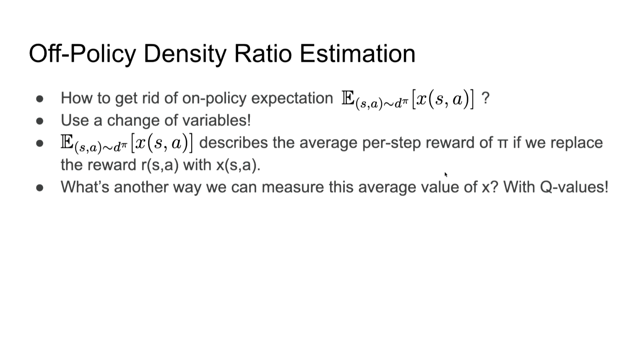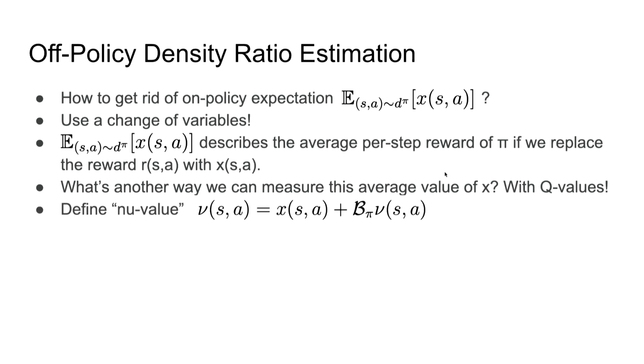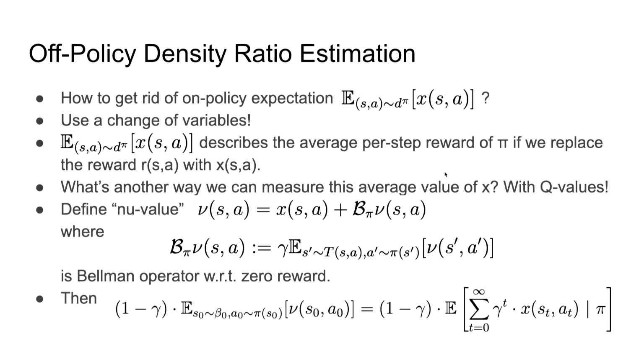And there's another way to measure the value of a policy, or the average value of rewards, and that's with Q values. So we'll define this new value, which is sort of the Q value, but with x for rewards. Then the answer to what is the average reward of my policy is the same as the average of my Q values if I measure them at the initial state and actions of each episode. Because the Q values at the initial state and action tell me my expected future episodic reward. So the average Q values from the initial states give me my average expected episodic reward. To turn that from episodic to per-step, I just need to average by the gamma discounting, which is the same as multiplying by 1 minus gamma.